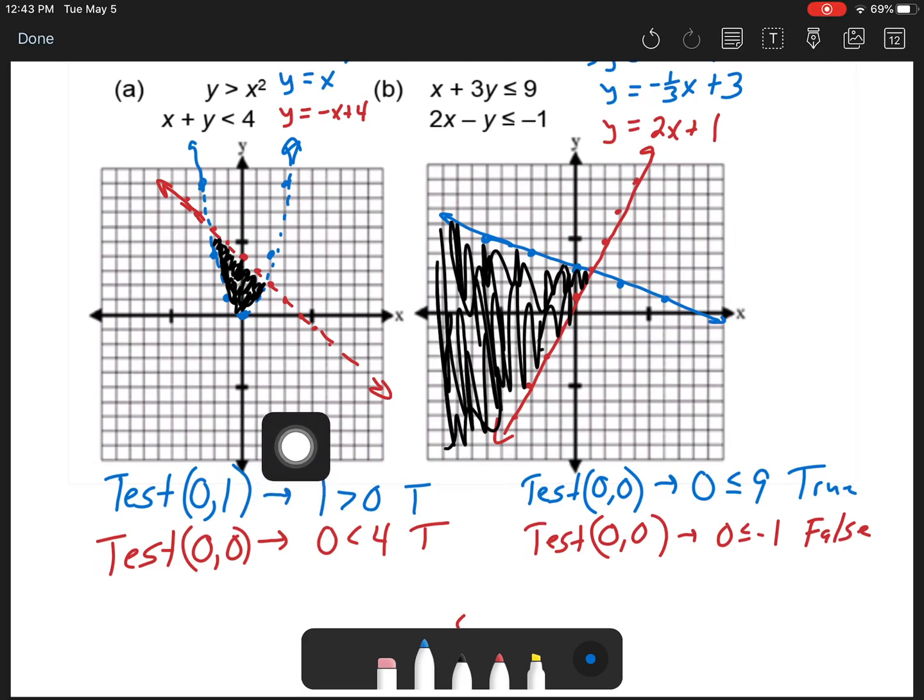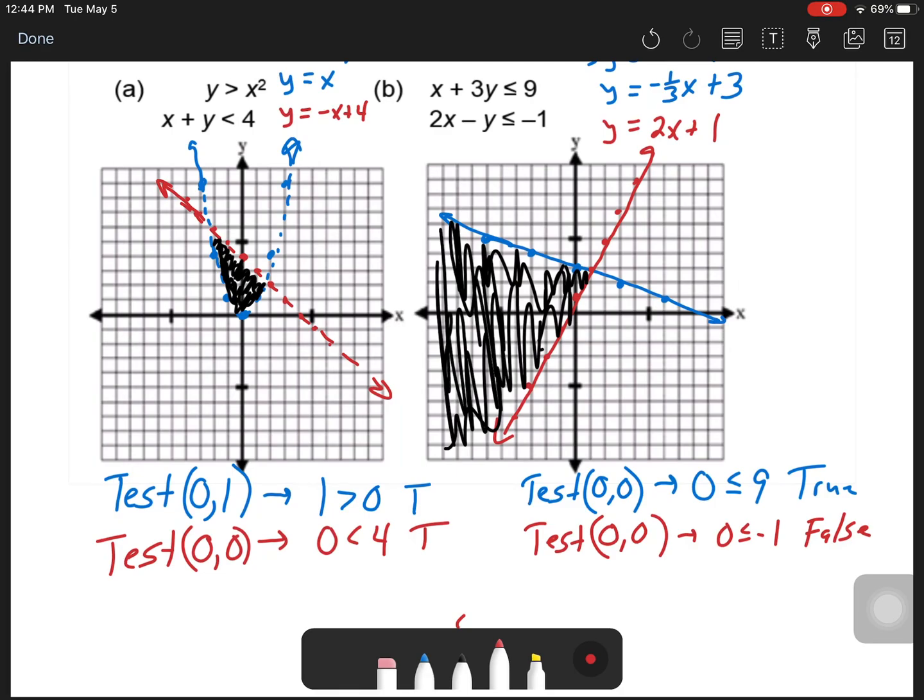But overall, my solution set for both of these together are where those shadings would overlap. So if you can visualize inside the parabola and then on the bottom left of this line, the overlapping region is what I've shaded in black right here. Okay, and that is my solution set. And if you want to, as you're going, if it's helpful, you could shade lightly.